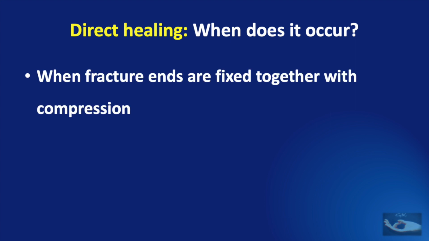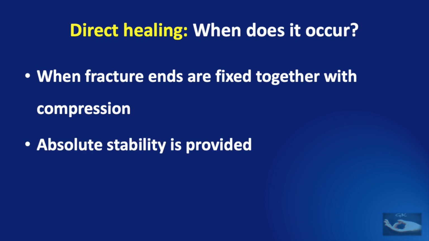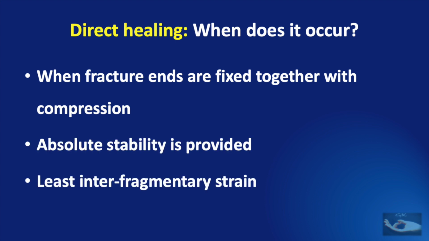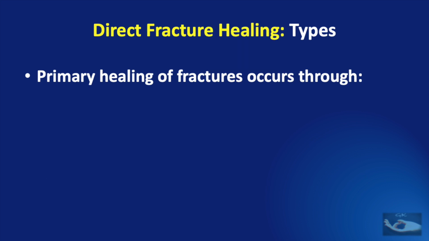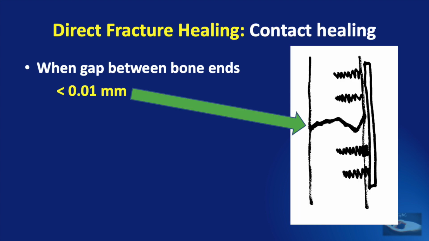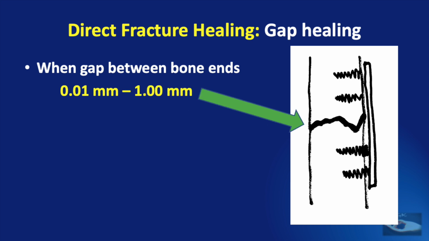It occurs characteristically when fracture ends are fixed together with compression and absolute stability is provided. That is, there is the least amount of interfragmentary strain. There are two types of this primary healing. It can occur through contact healing or gap healing. After plate and screw fixation, when the gap between bone ends is less than 0.01 millimeter, contact healing occurs. But when the gap is between 0.01 to 1 millimeter, gap healing occurs.